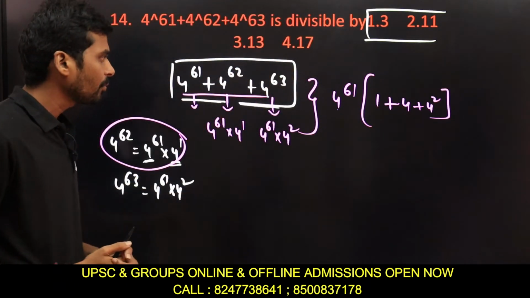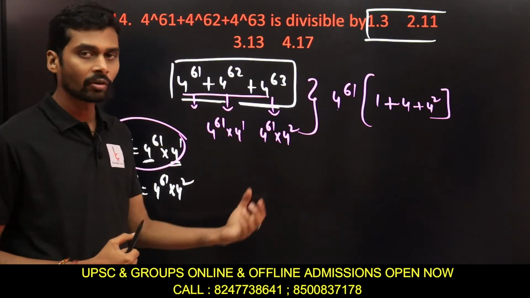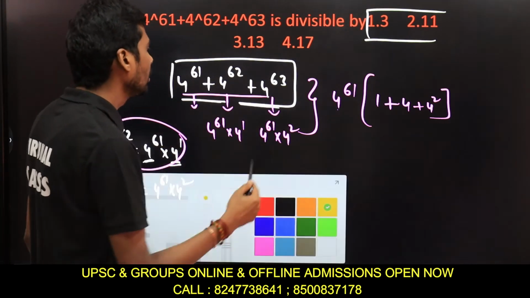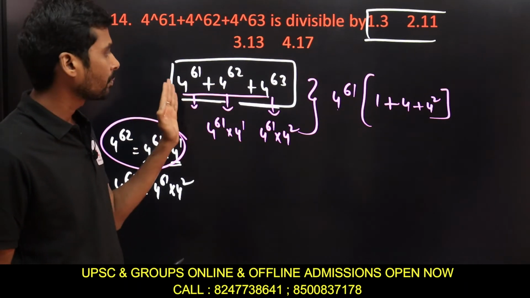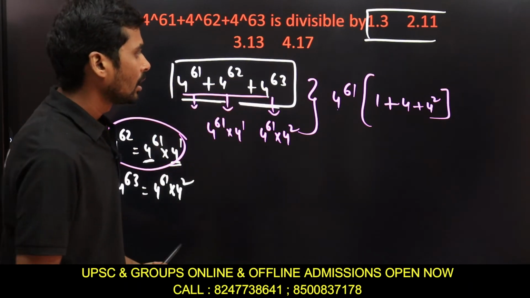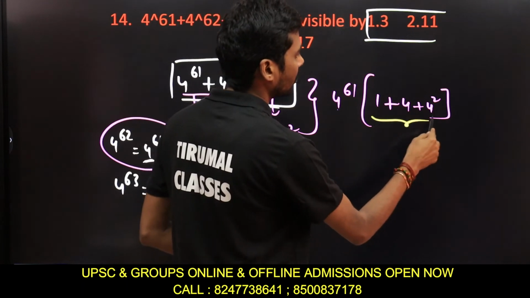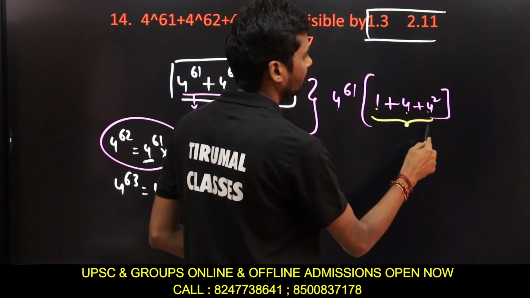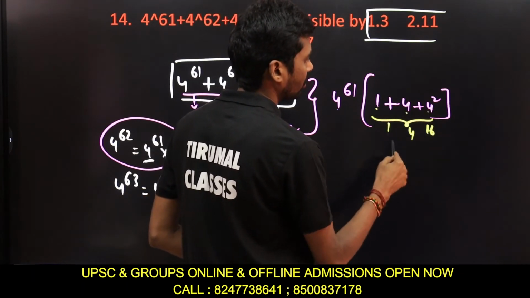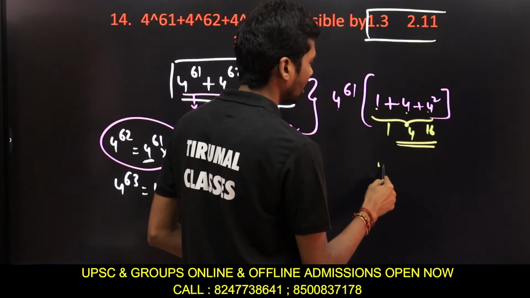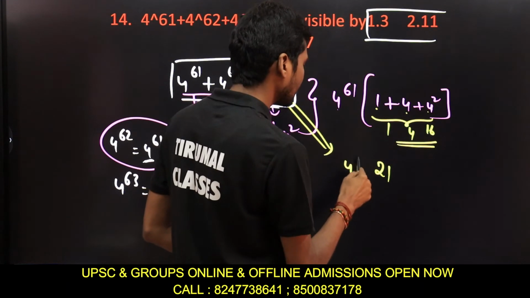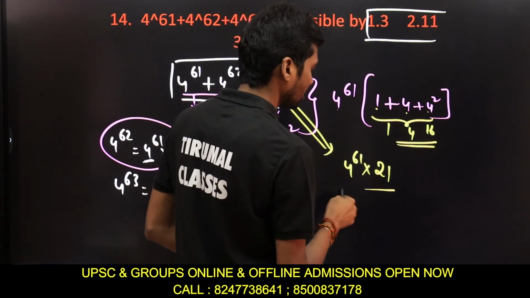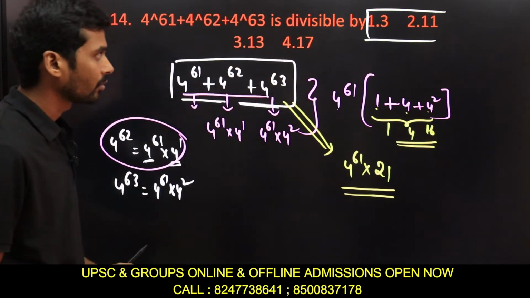Actually, we can do this directly without writing all these steps. Take 4 power 61 common, and we are left with 1 plus 4 plus 4 square. 4 square is 16, then 4 and 1: 16 plus 4 plus 1 is 21. So this number can be written as 4 power 61 into 21, right? 4 power 61 into 21.